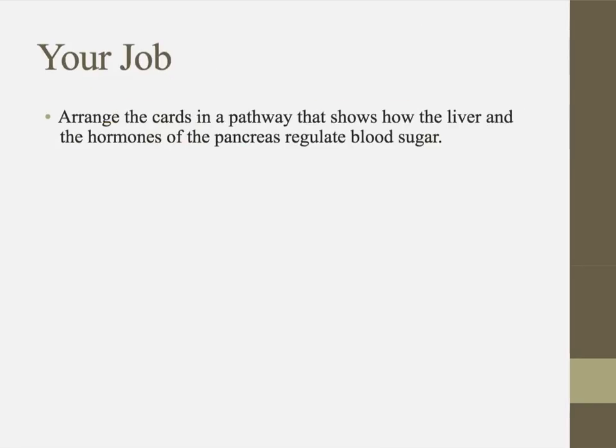Okay, so you should have received some cards with some steps on them. If you didn't get any, they're on the table over behind my desk. You're going to arrange those cards in a pathway that shows how the liver and the hormones of the pancreas regulate blood sugar. Again, the goal is to always end up with homeostasis in the middle.